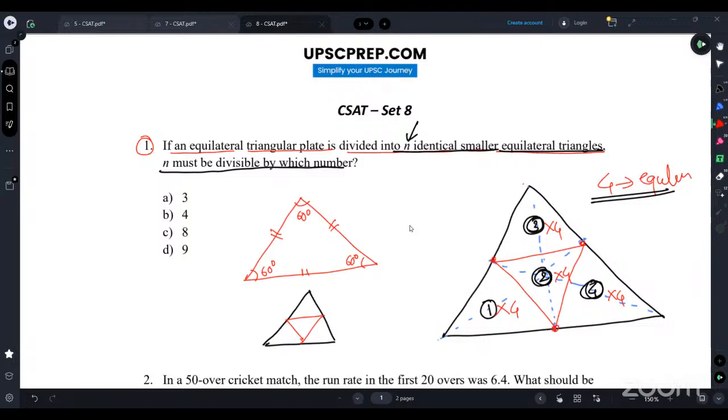So if this n is going to be a multiple of 4, that means it has to be divisible by 4. It has to be divisible by 4. So in that case, your answer would be option B. Okay, so the number of equilateral triangles formed by cutting a large equilateral triangle will always be divisible by 4. Understood?